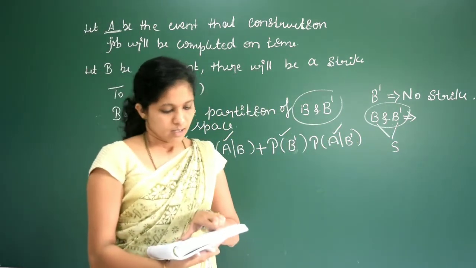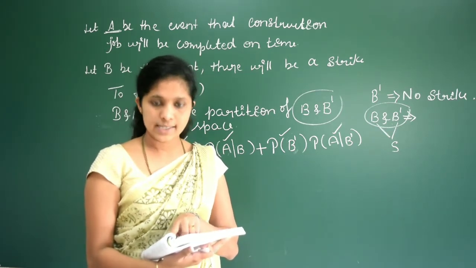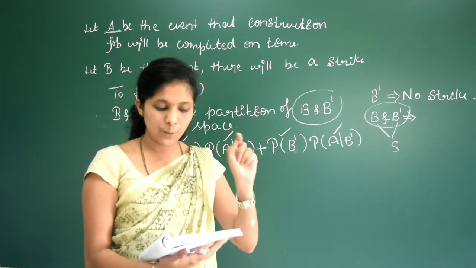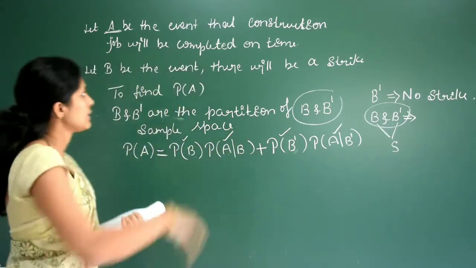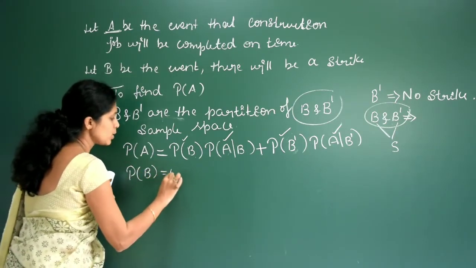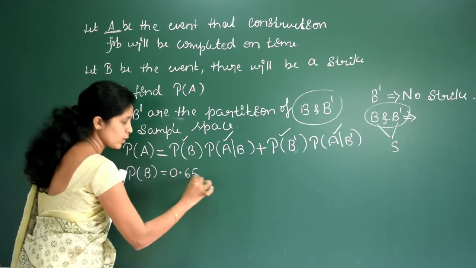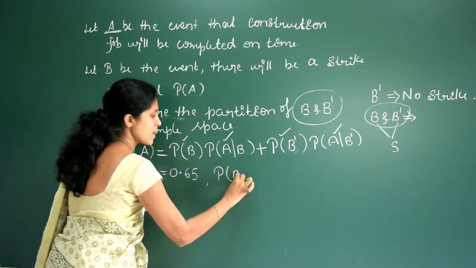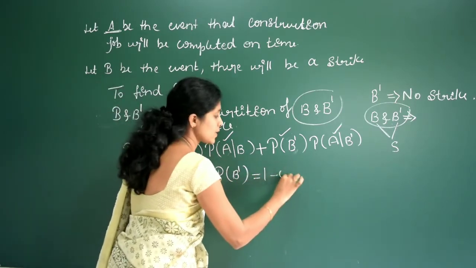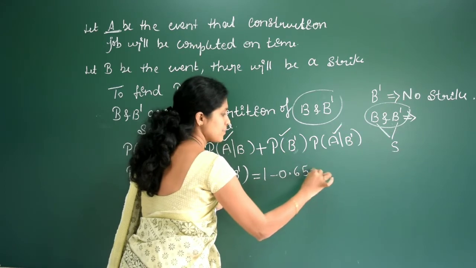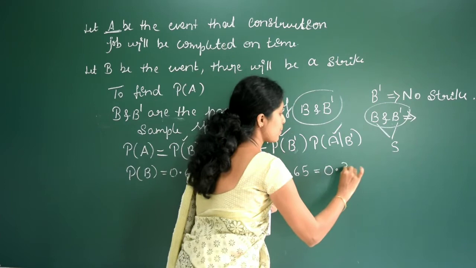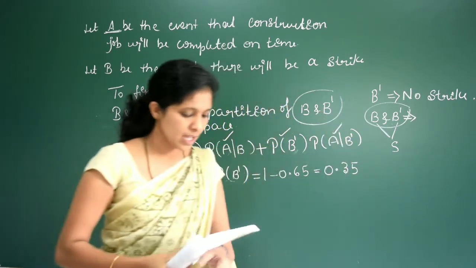See, the probability is 0.65 that there will be a strike. There will be a strike means probability of B is given, right? Probability of B is equal to 0.65. Now can you find the probability of B dash? Obviously B dash will be 1 minus 0.65, right? There is no strike, so total probability is 1. 1 minus 0.65 will be equal to 0.35. Now next what is given?